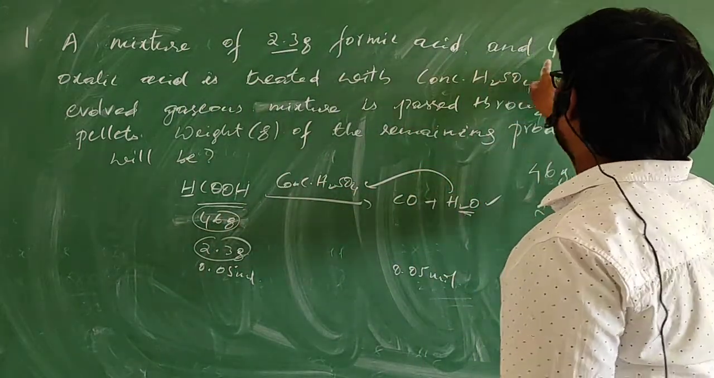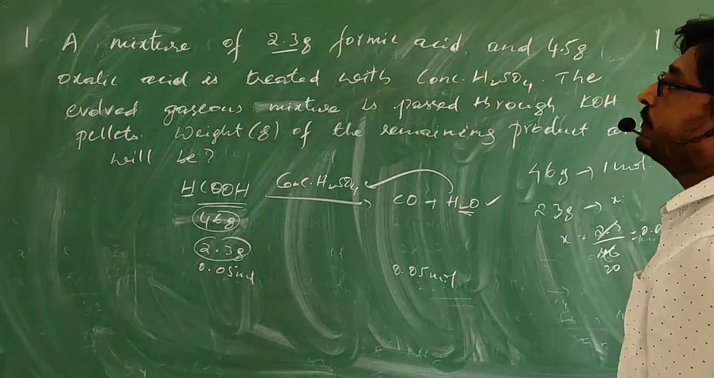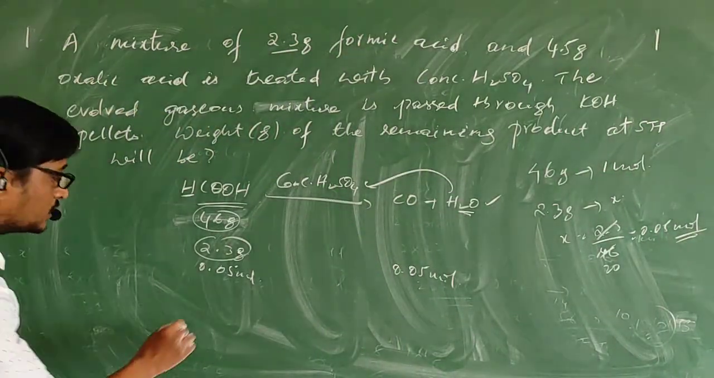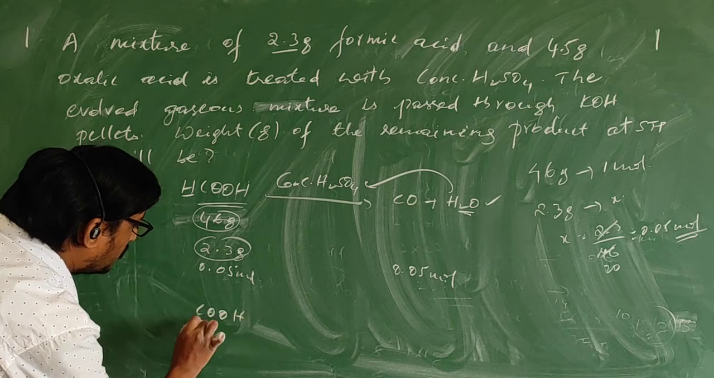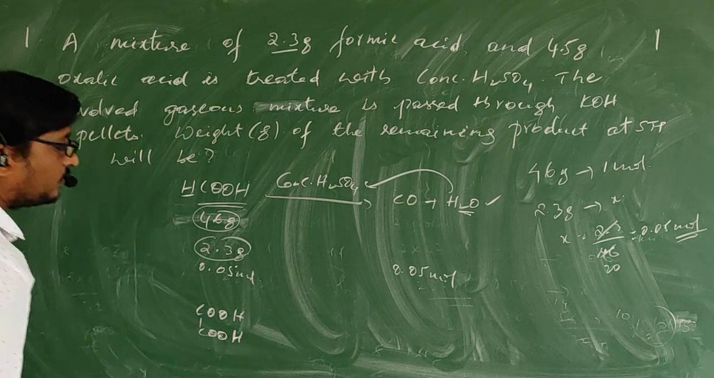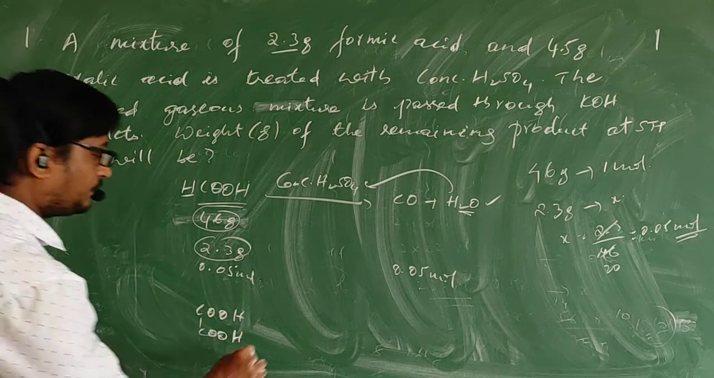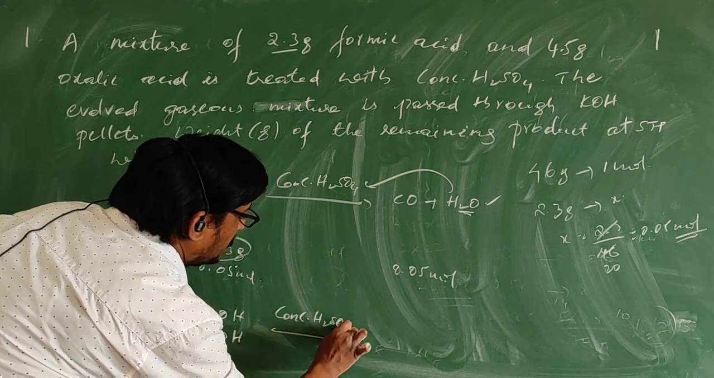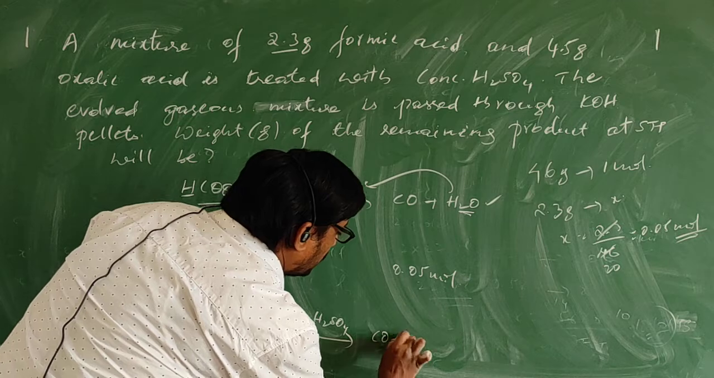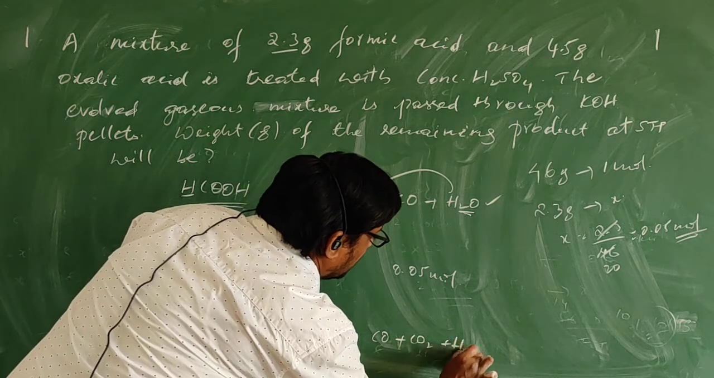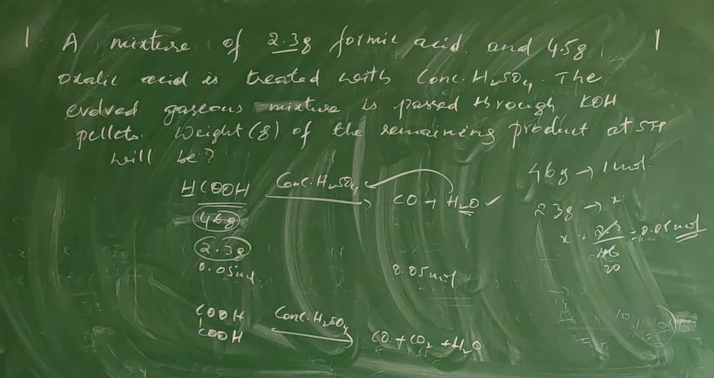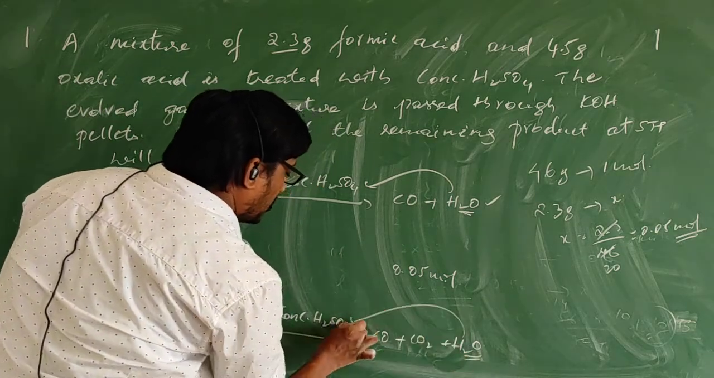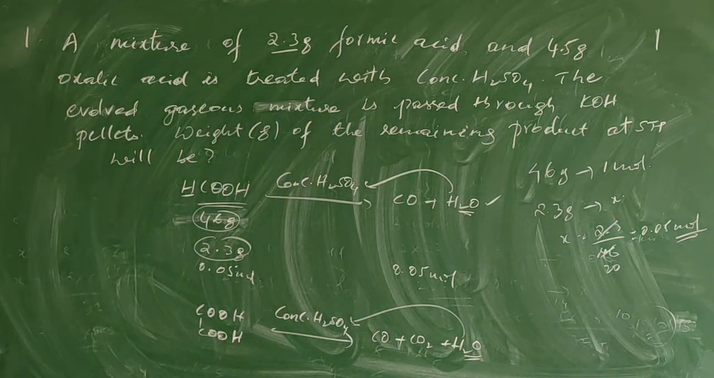The next thing is 4.5 gram of oxalic acid, which is also treated with concentrated sulfuric acid. Oxalic acid formula is COOH, COOH. This is the formula of oxalic acid. When it is treated with concentrated sulfuric acid, it forms CO plus CO2 plus H2O. These are the things which get produced. Here also the H2O which got formed will get absorbed into the sulfuric acid.